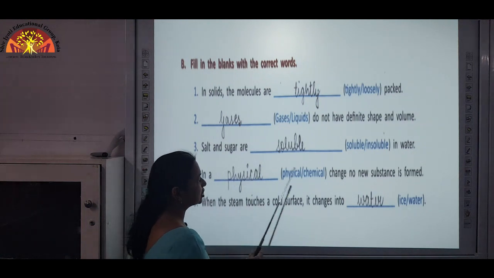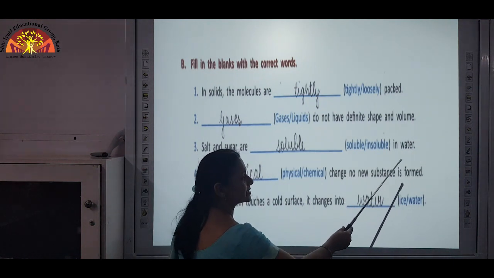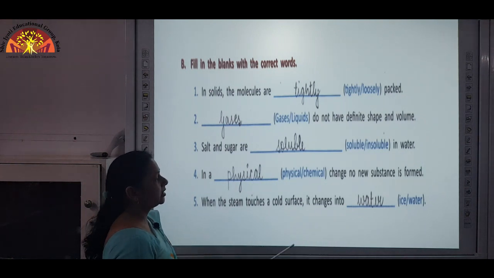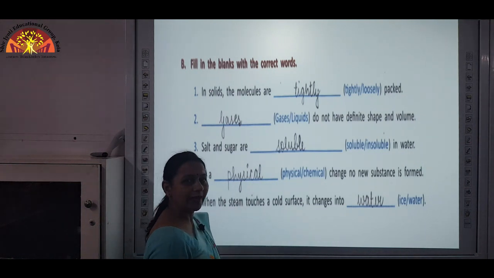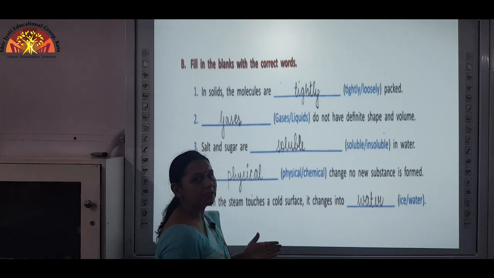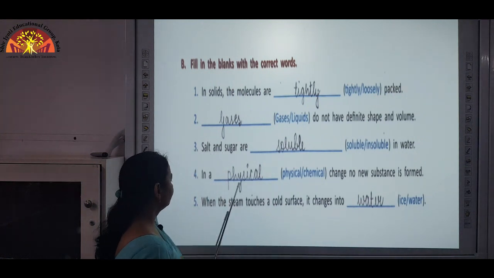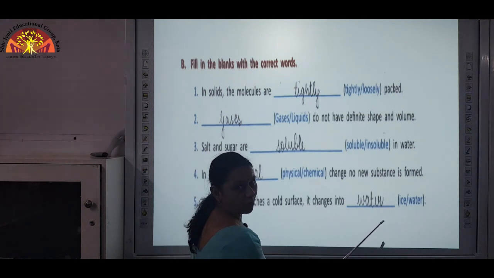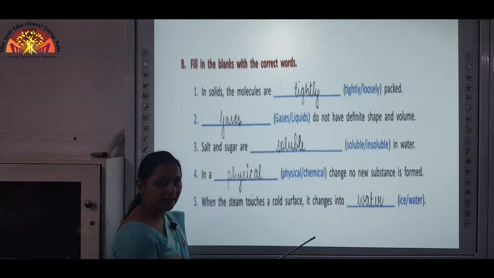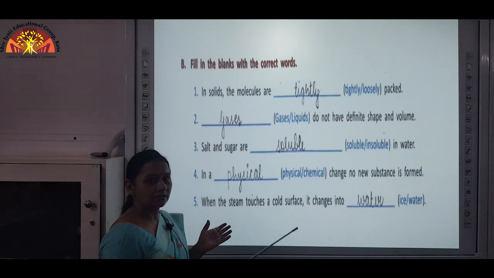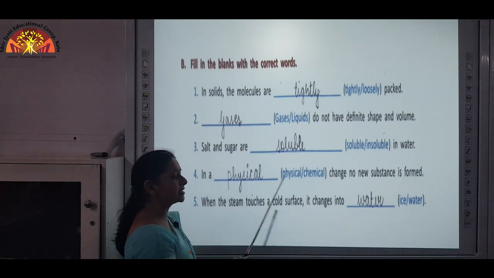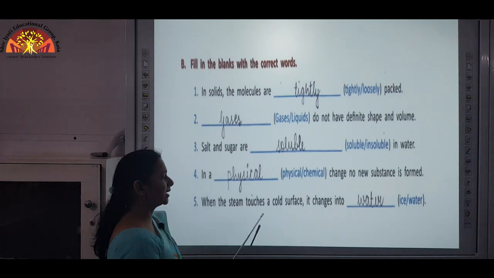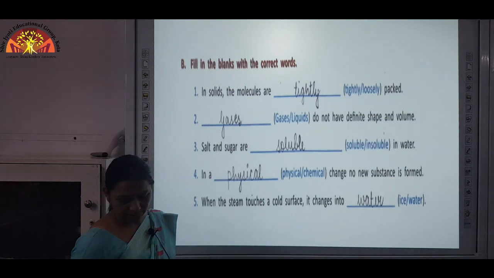In a physical change, no new substance is formed, because just now we have seen a physical change is a change where no new substance is formed; it is a temporary change. When the steam touches a cold surface, it changes into water. This is due to condensation, when the gaseous state converts into liquid state on cooling. So, the correct answer here is water.